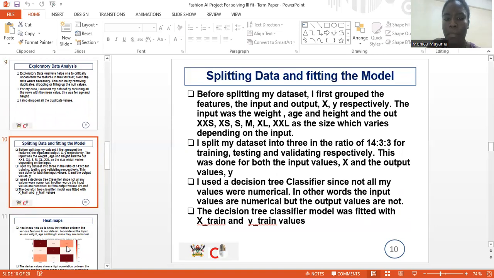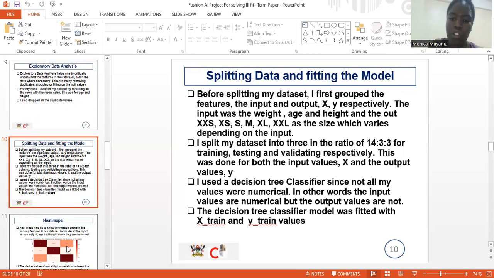Splitting data and fitting the model. Before splitting my dataset, I first grouped the features into input and output, X and Y respectively. The input was the weight, age, and height, and the output was the size: extra small, small, medium, large, extra large, which varies depending on the input. I split my dataset into three, in the ratio of 14:3 for training, testing, and validating respectively. This was done for both the input values X and the output values Y.